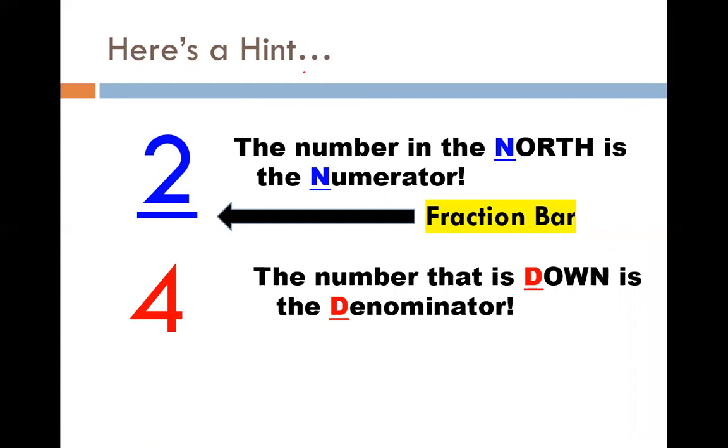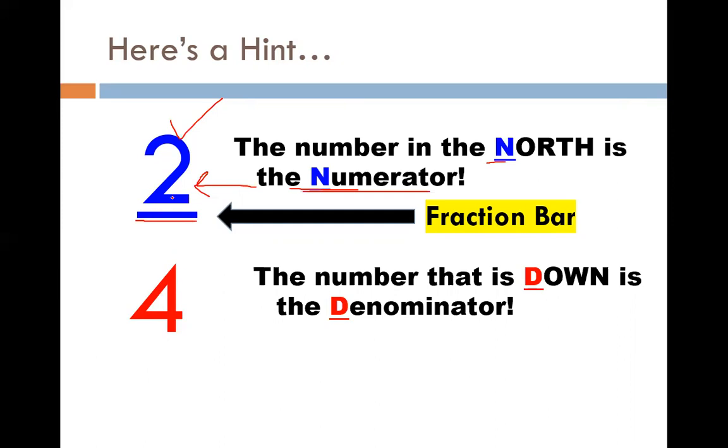Firstly, you have to learn that the number which we write at the top is called the numerator. You can also remember it like this: the number in the north is the numerator. After that, you have to represent the fraction with the fraction bar, and it is compulsory to write the middle line to represent the fraction.